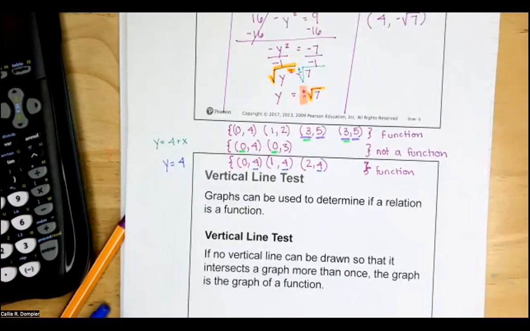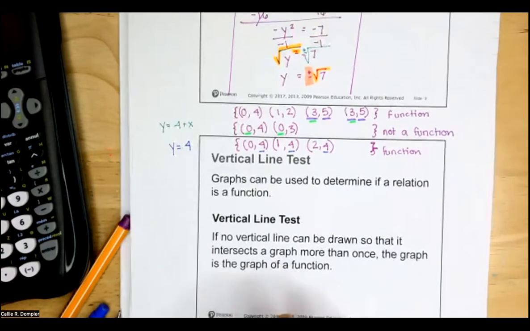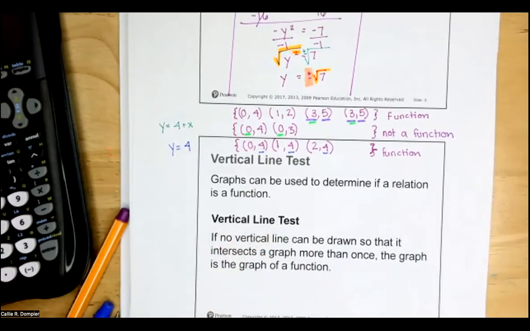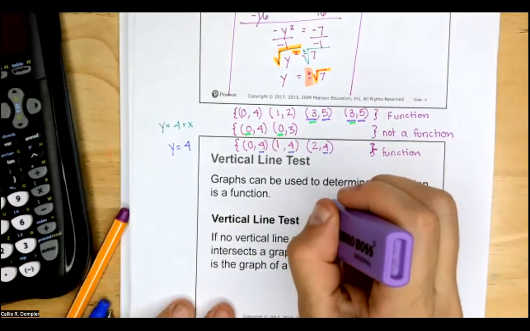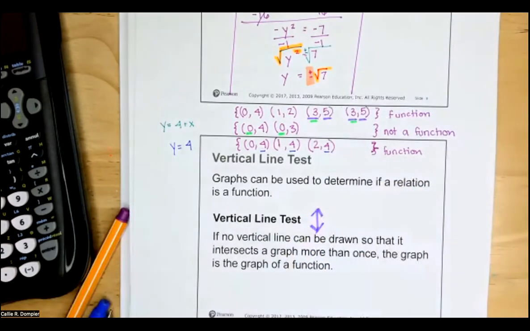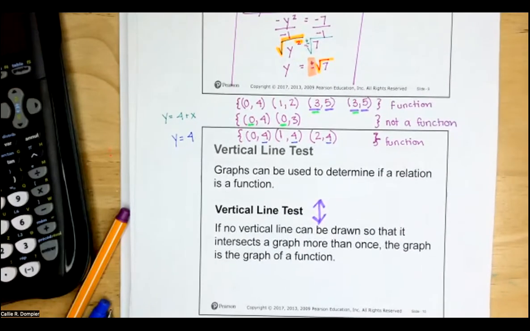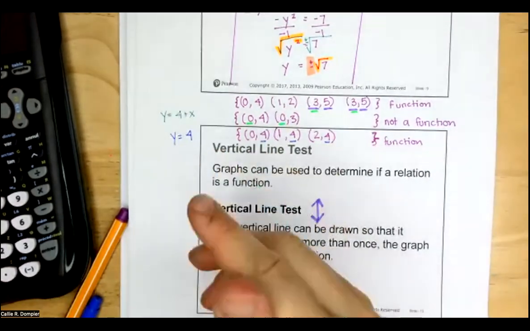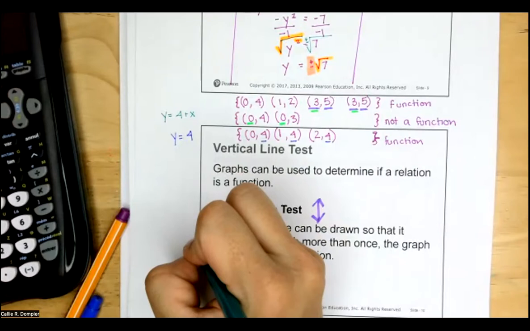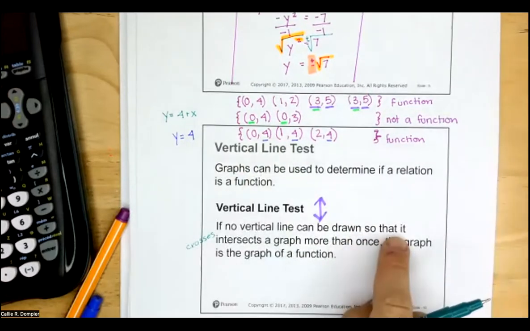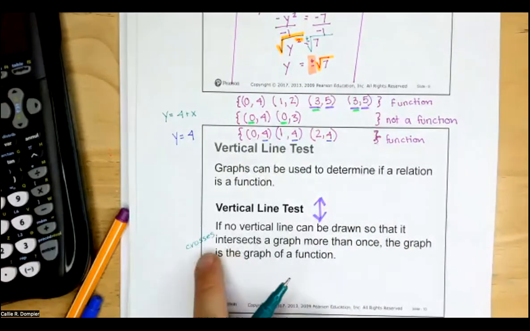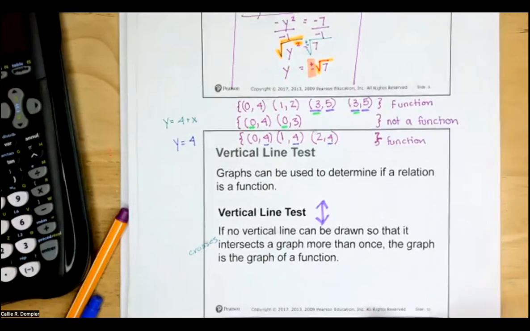Graphs can be used to determine if a relation is a function. A vertical line test, so remember vertical means up and down like the y-axis. If no vertical line can be drawn so that it intersects a graph more than once, the graph is the graph of a function. Oh, of course, good. I just went on before you typed that because I was worried. To intersect is to cross. So no vertical line can cross the graph more than once, it's a function.